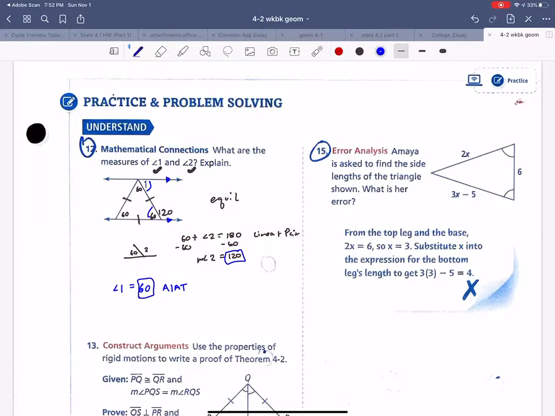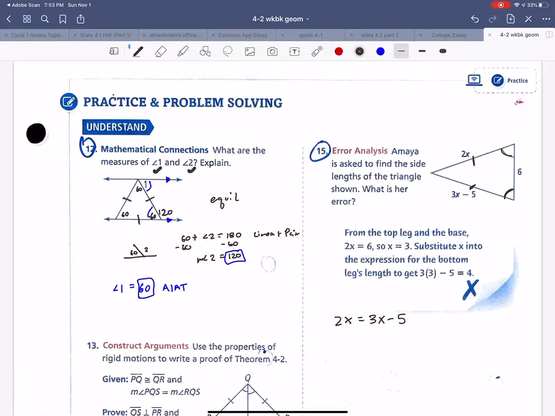Amaya is asked to find the side lengths of the triangle shown. What is her error? Okay, so when we look at this problem, we see these are the 2 angles that are equal, which means these have to be the 2 equal sides. We have to imagine folding it here, and this part would fold on top of that part because these are a perfect match. So what Amaya should have done is set 2x equal to 3x minus 5. Let's see if that's what she did.